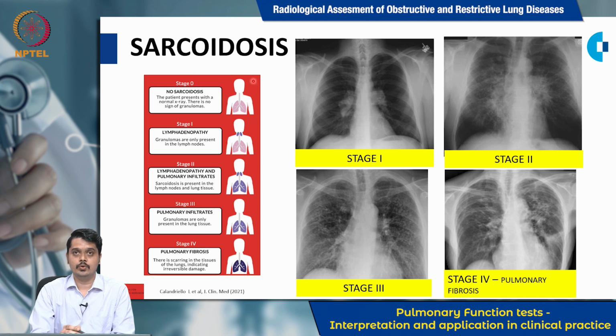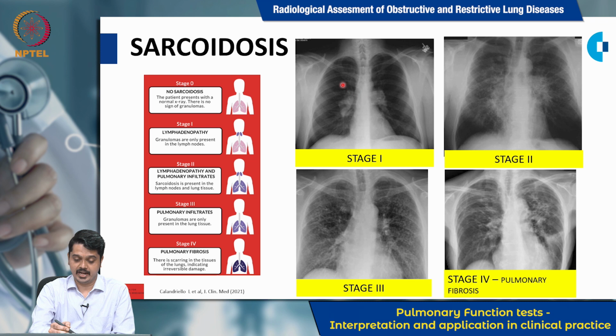Next is sarcoidosis. It is a granulomatous disorder. It is classified into 5 stages. This will help us to prognosticate the patient. This does not state the normal course of the disease. Stage 0 means chest X-ray is normal. Stage 1 is hilar lymphadenopathy.